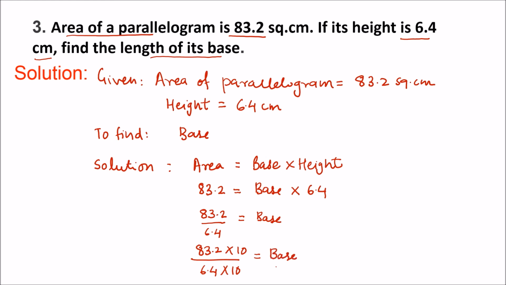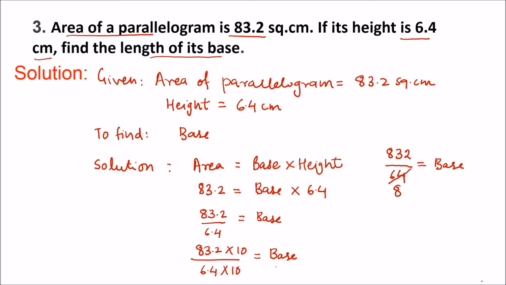So 83.2 into 10 gives us 832.0, which you can write as 832. Similarly, 6.4 into 10 gives us 64.0, which you can write as 64, equals base. Now we'll go for the simplest form of this fraction. You can divide it by 2, by 4, by 8, or by 16. So I will be dividing by 8.